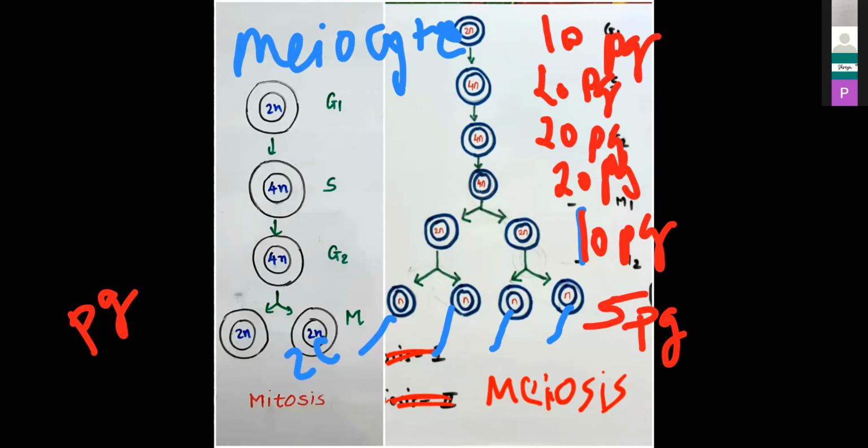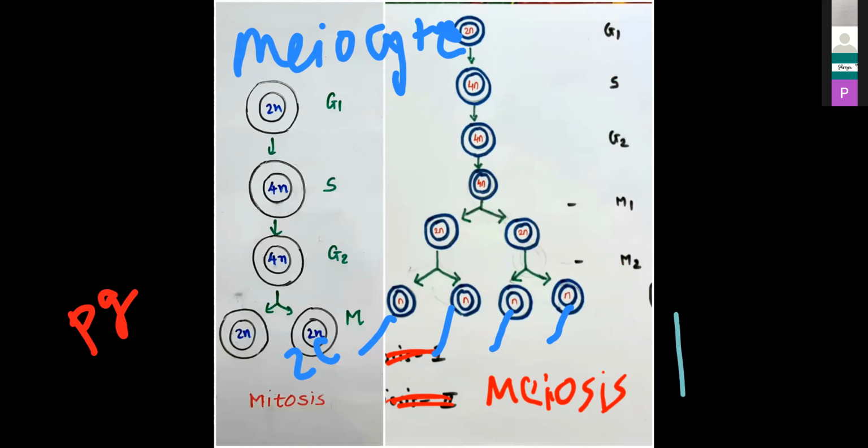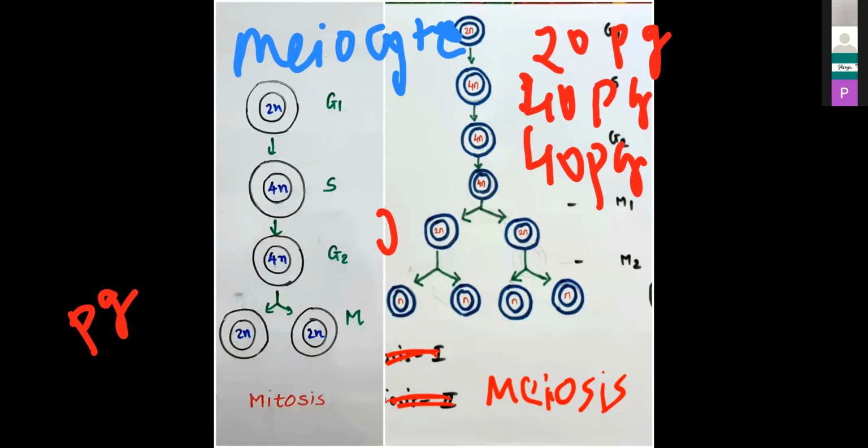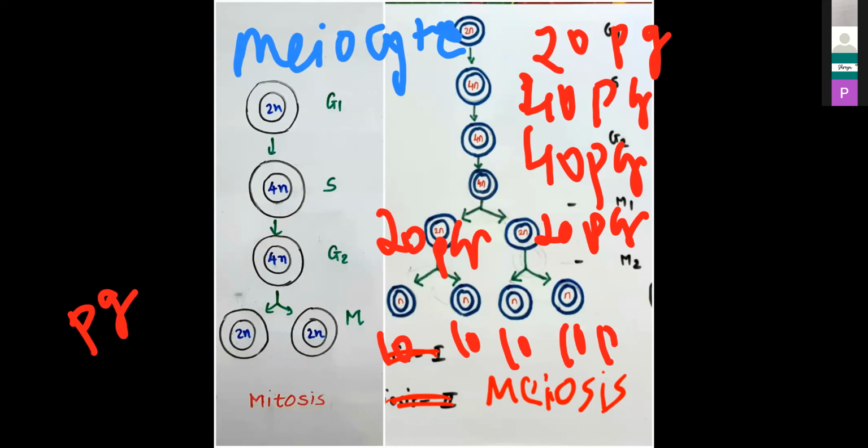सिंपल. रिवर्स सोचो, किसी मियोसाइट में 20 पिकोग्राम genetic material है. So how much shall be there in its gamete? 10, ये 40, ये भी 40, फिर इस डिवीजन में ये 20 और यहां पे आते 10, 10, 10, 10 पिकोग्राम.